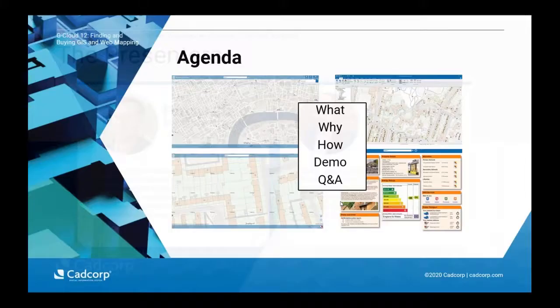Okay, so first of all, an agenda. What are we going to go through today? We're obviously talking about GCloud and talking about GIS and web mapping specifically. So we're going to look at what is GCloud, why use GCloud, and how to do it. We're going to show you how to actually access it and how to find the services that you're after. I'm going to hand over to Simon, who's going to provide a demonstration of the GCloud services that Cadcorp offer, so you can see the different applications. And then at the end, we'll have some time for some questions.